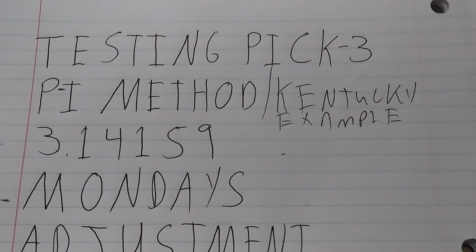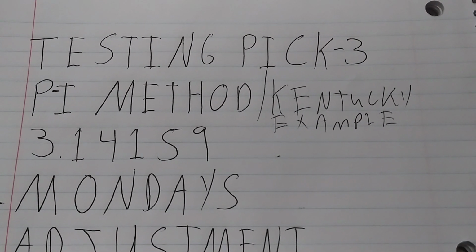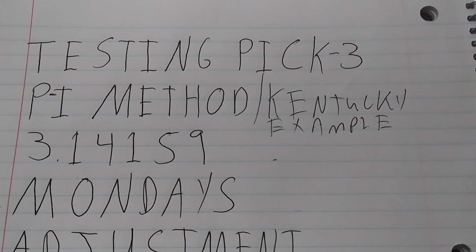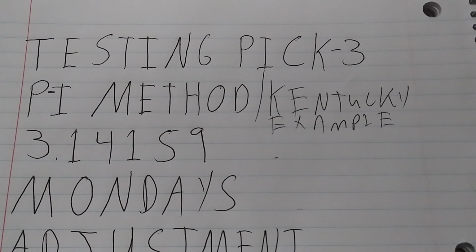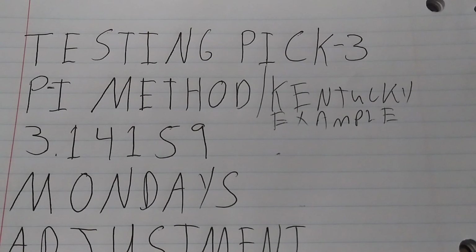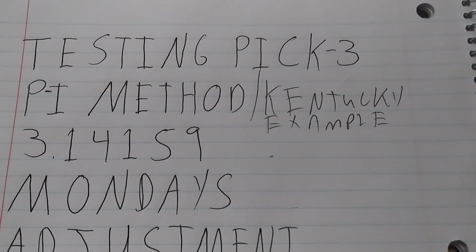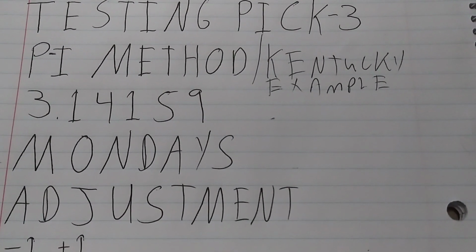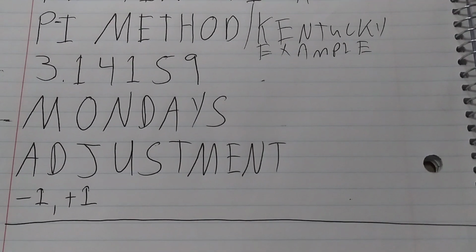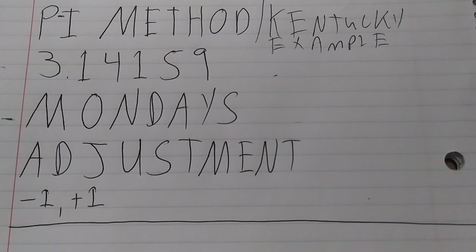In this video, what I do is I take the number pi, 3.14159, and then I add and subtract that number or variations of that number to numbers that have already hit to see if we can see potential numbers in the next 7 days. For this series, it seems like your state likes Mondays. The adjustment will be -1 plus 1, which I'll cover in just a bit.